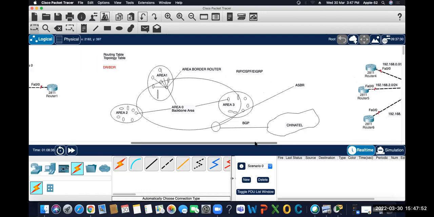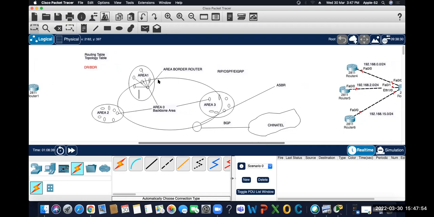Anyone? Okay, so this is the difference between routing table and topology table. Now, what is BDR? BDR is the backup designated router. The backup designated router just keeps the replica, or the whole backup, of the DR, the designated router. Actually, the work of the designated router is much more. We will discuss it in our next session also, that what is the role actually played by DR.